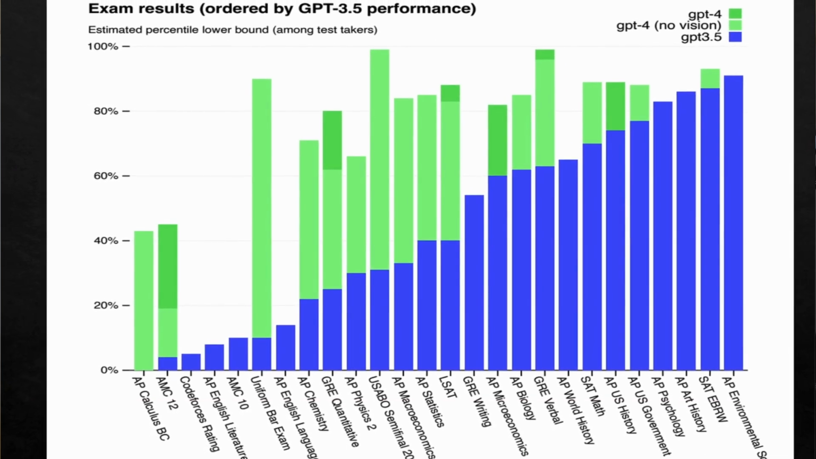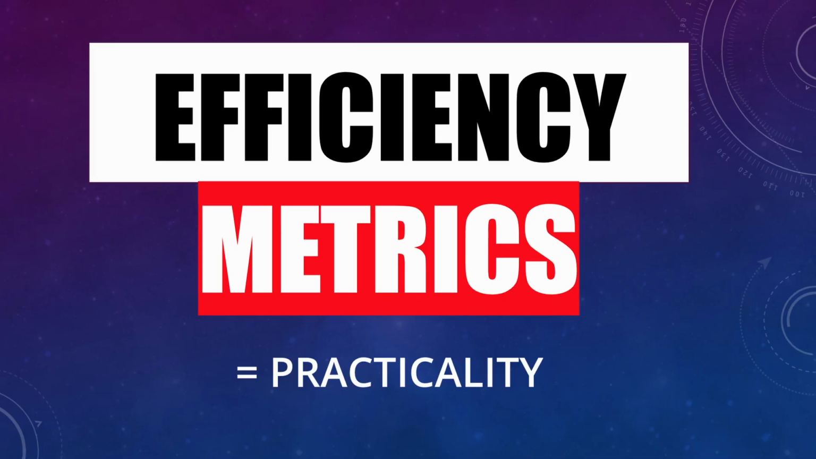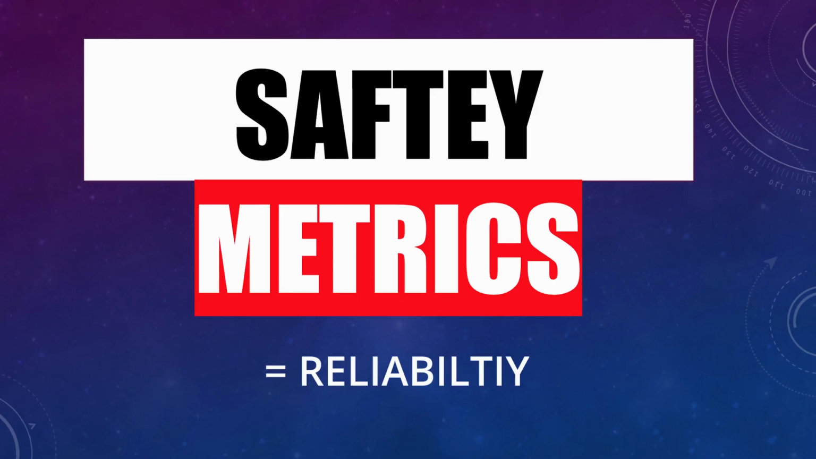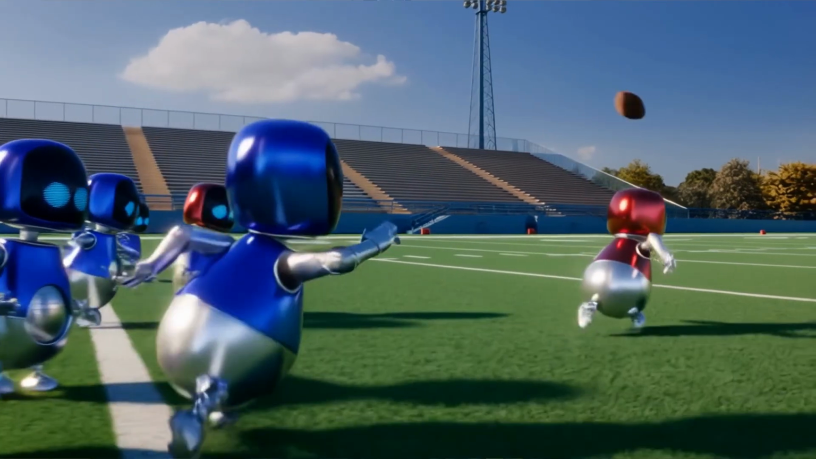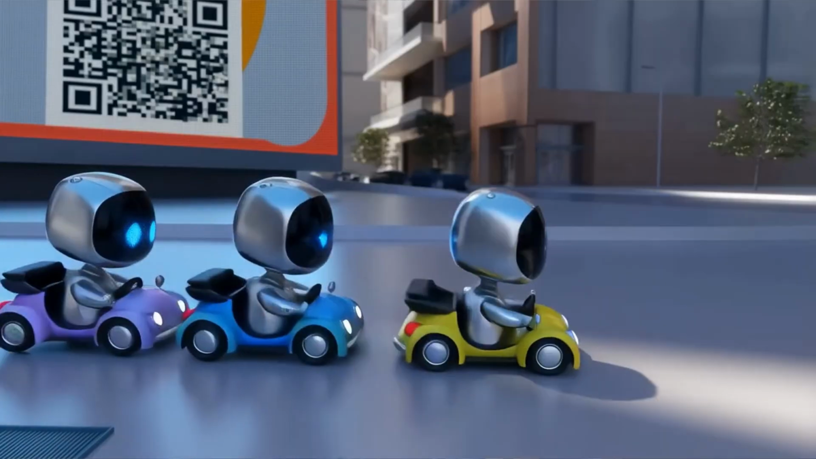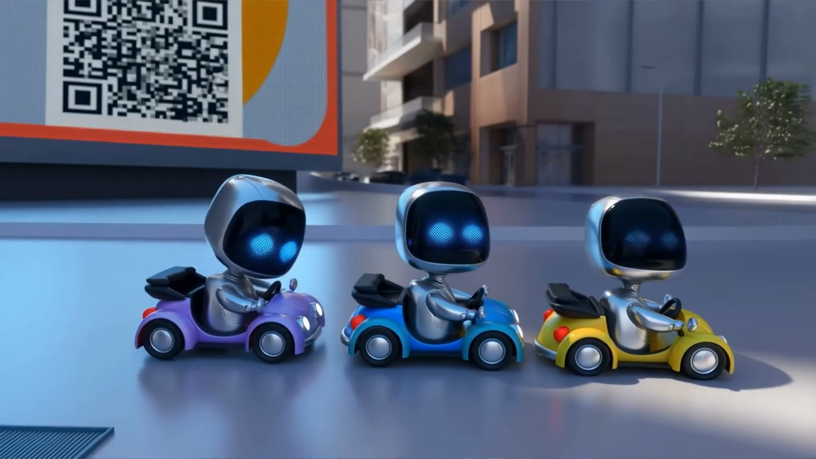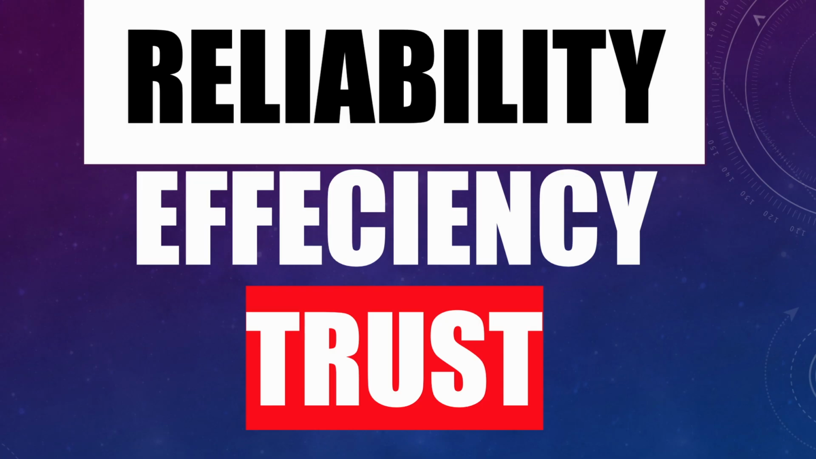Putting it all together, here's the scoring framework in a nutshell. Performance metrics measure quality, efficiency metrics measure practicality, and trust and safety metrics measure reliability. We train our LLM to specialize, we test it with real-world workflows with other agents, and we score it across multiple dimensions, not just accuracy, but reliability, efficiency, and trust.